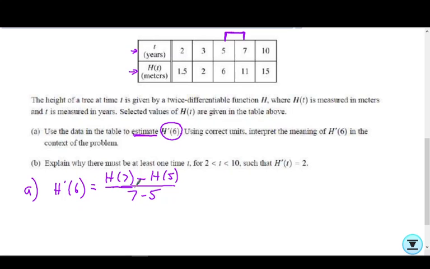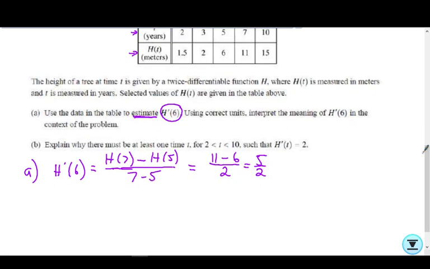So now we just plug in our values. Well, h at 7, that's 11 minus 6 over, and then 7 minus 5 is 2. So this is 5 over 2. Okay, so that is basically our rate of change for our tree. So this is our rate of change for the tree. It's how the height of my tree is changing over time.